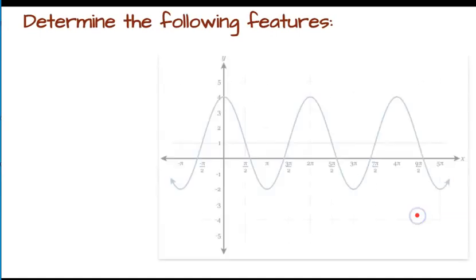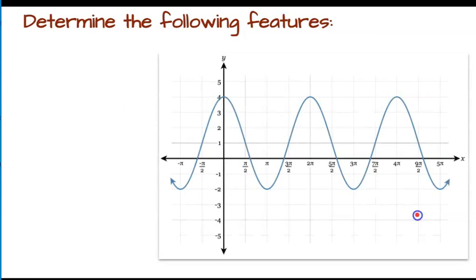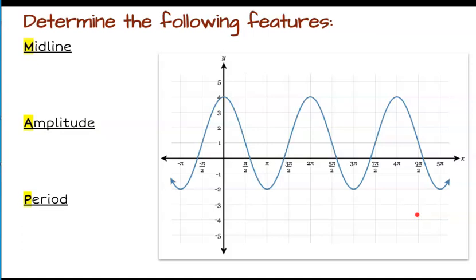Now let's have an example. Given the graph of the cosine function on the right, let's identify the midline, the amplitude, and the period. To identify the midline, we will add the maximum and minimum values, then divide by 2. Since the midline is the y value in the middle of the maximum and the minimum, in this case the maximum is at 4 and the minimum is at -2. So we'll add 4 plus -2 divided by 2.